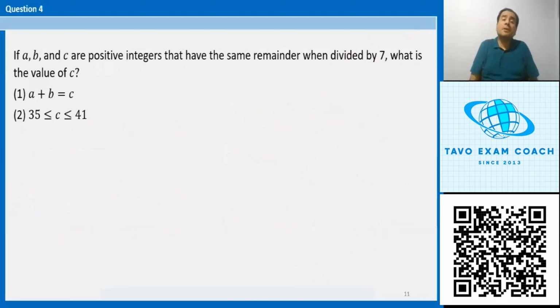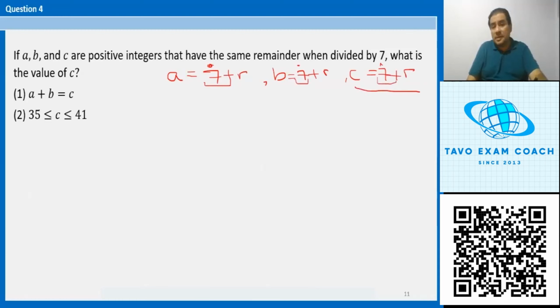If A, B, and C are positive integers that have the same remainder when divided by 7, what's the value of C? Here, statement 0 tells us that A is a multiple of 7 plus a certain remainder, B is also that, and C is also that. Nevertheless, this multiple is not necessarily the same for each of them. We want to find the value of C.